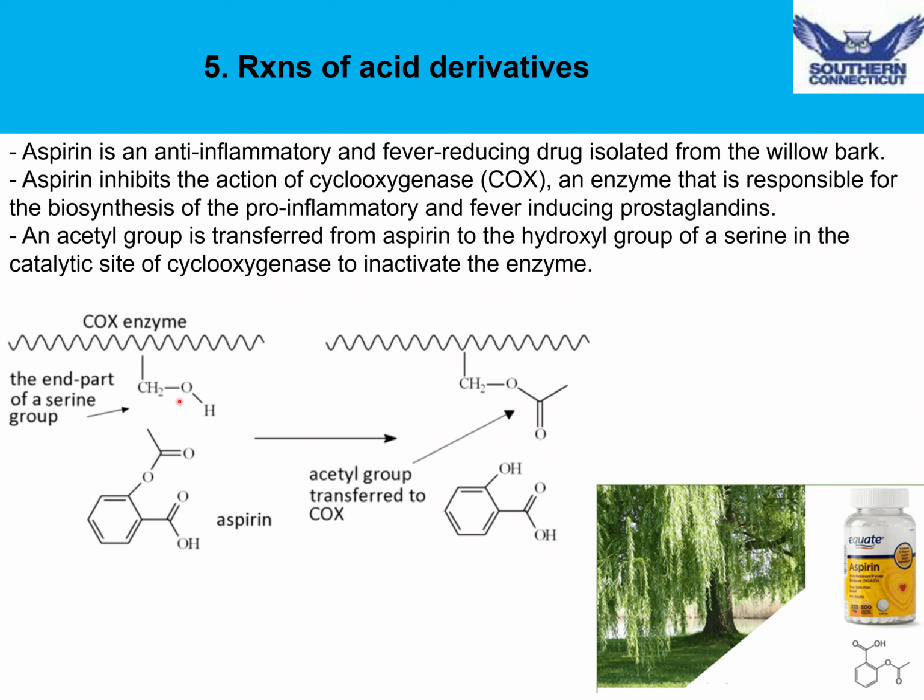The primary alcohol from the serine group of the COX enzyme will attack the acetyl group of aspirin and essentially do a transesterification reaction to transfer the acetyl group onto the serine. This inhibits the action of this enzyme and therefore leads to the reduction of inflammation as well as the reduction in fever.